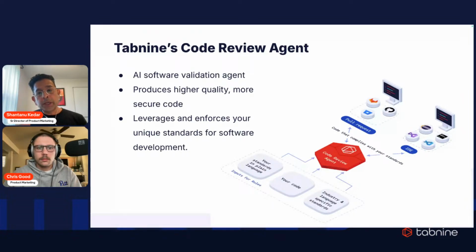Alternatively, you can also connect Tabnine to your code repos. So you can connect Tabnine to your golden repo. This could be a repo that acts as a gold standard for creating high quality, secure code in your organization. And Tabnine will extract information from the PR comments, look at the code patterns, and then create these comprehensive rules for software validation.